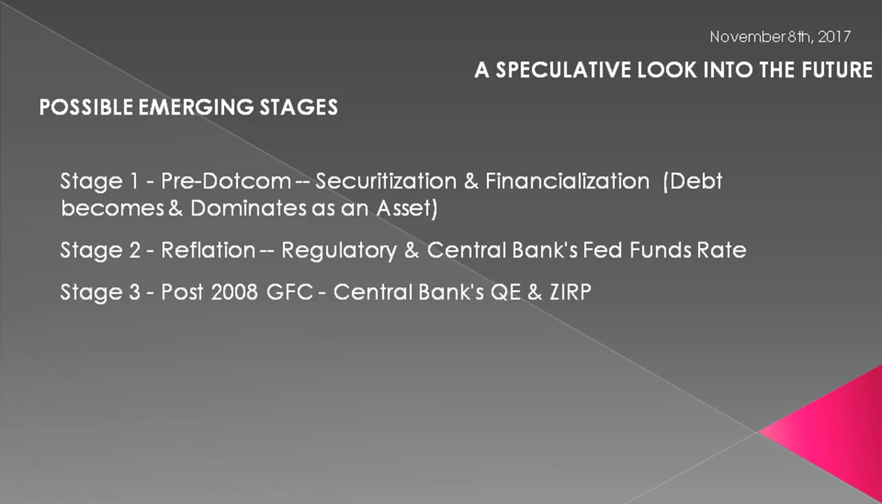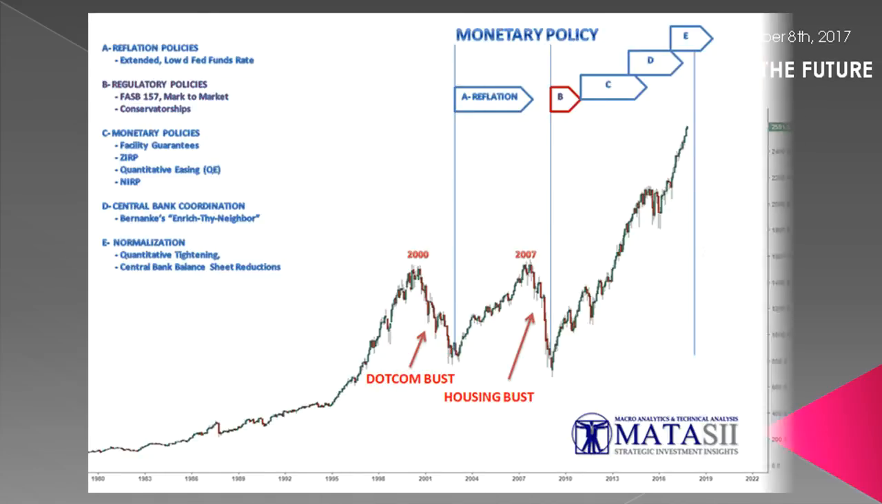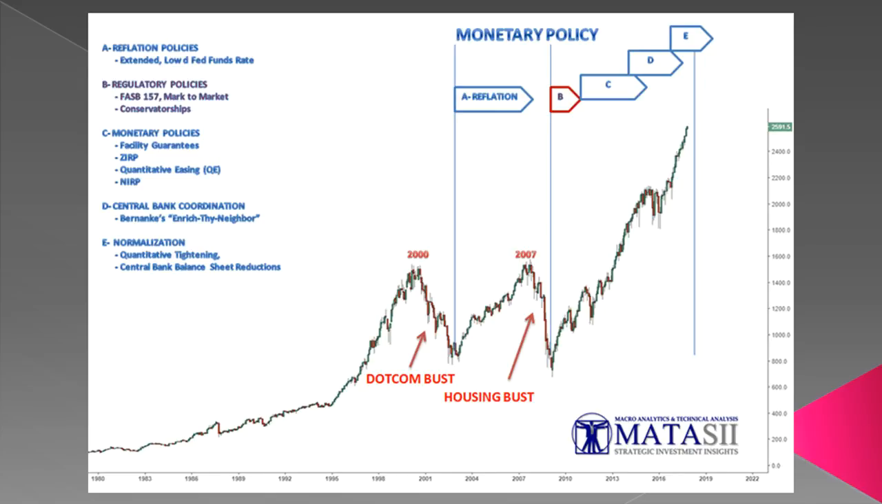Stage one was pre-dot-com, securitization and financialization, where debt began to dominate, was considered an asset, and was invested in as an asset. Stage two is where we really got into the central banks doing reflation through using regulatory policy and the central bank's Fed funds rate. Stage three has been the post-2008 Great Financial Crisis, where central banks used policies such as various versions of quantitative easing and ZIRP. In stage three, we started with what is labeled here B and have moved through various programs to label E shown.